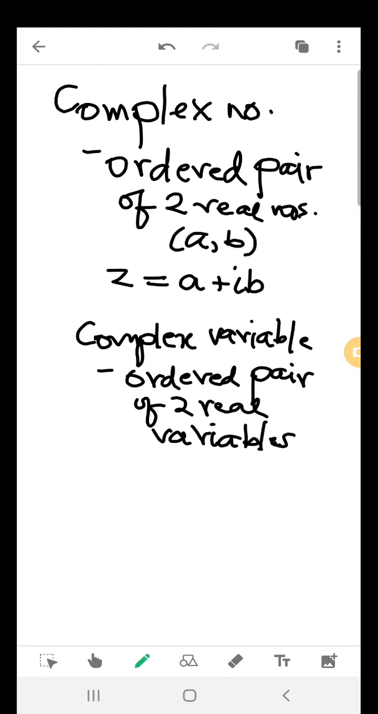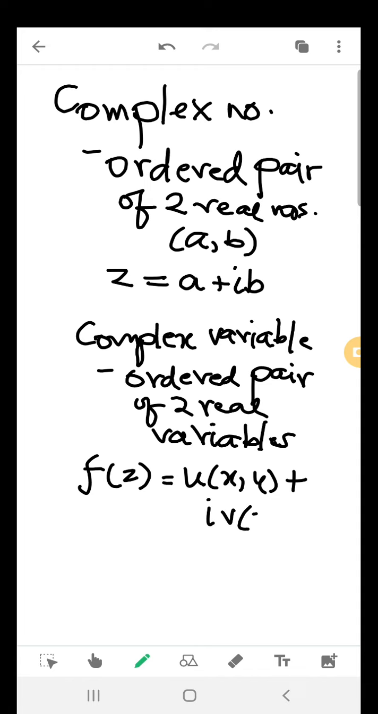F of z means f(z) is equal to u(x, y), a function of x and y which is a real variable, plus i into v(x, y), which is also a real variable.